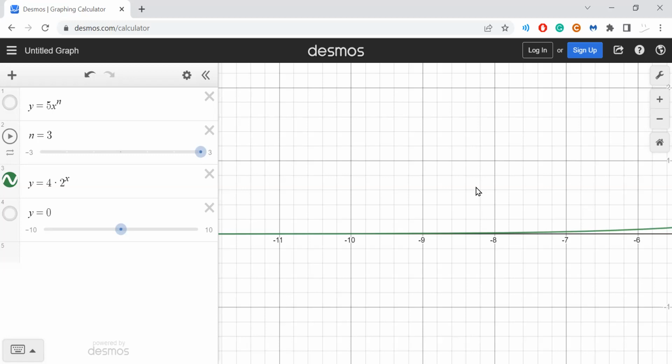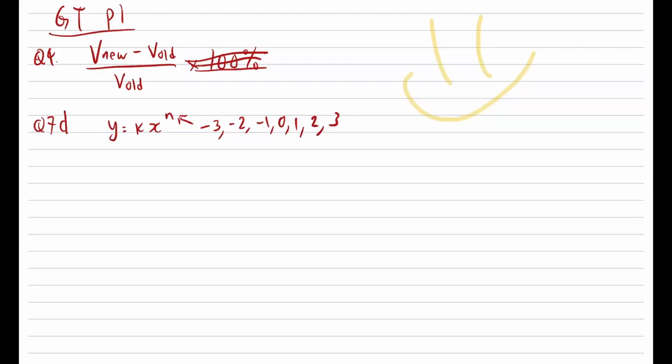Let me just change the screen back to my iPad, then I can annotate. Okay, next question that you got wrong. Oh, right, I should go through 7D as well. For 7D, hold on, let me find the question paper. Question 7D, what did they exactly ask you to find out? Is it 7D or is it 8A actually?